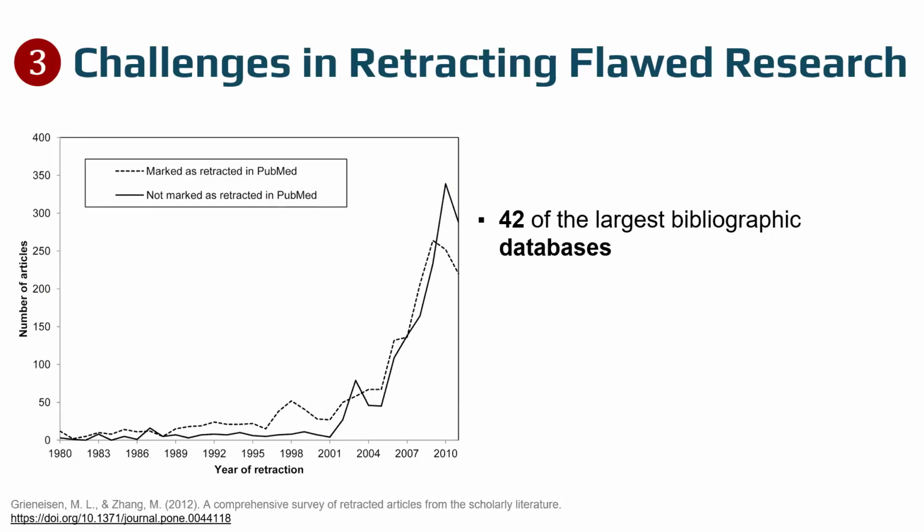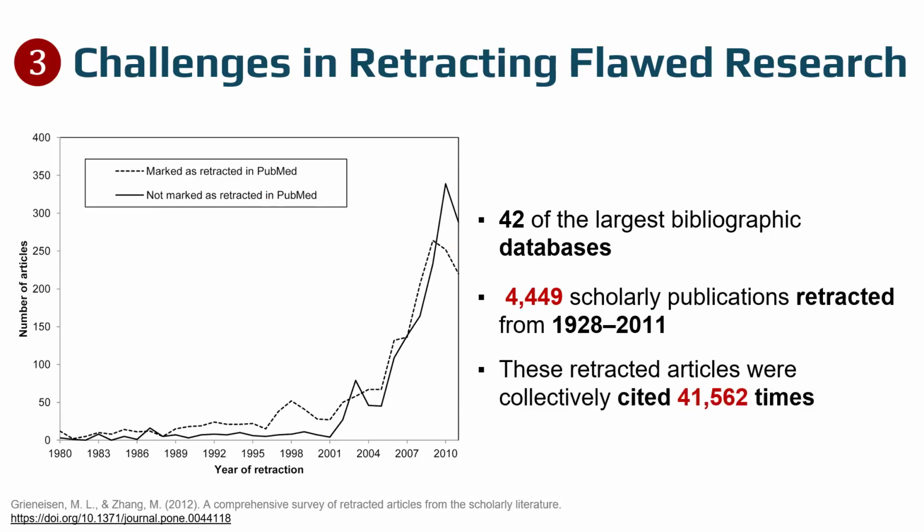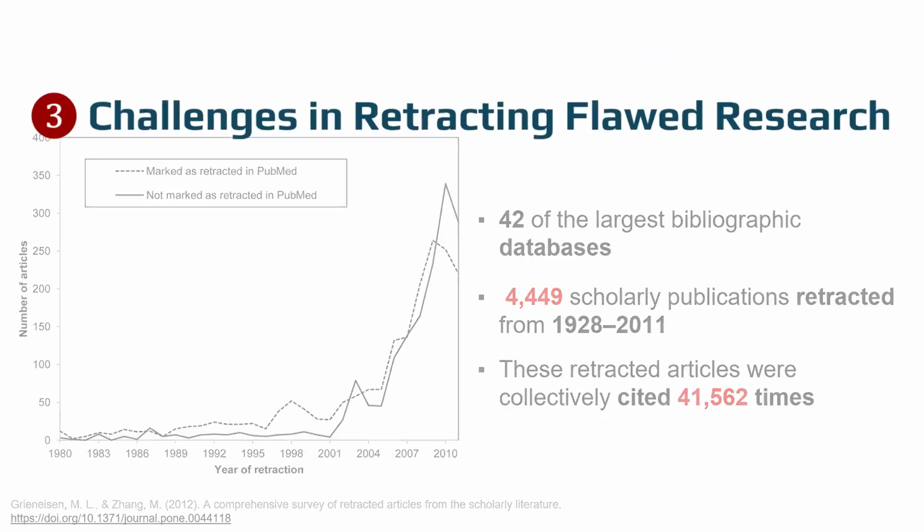Again, another study looked at 42 of the largest bibliographic databases. And what they found is that more than 4,000 publications were retracted between 1928 and 2011. And these retracted articles were collectively cited more than 41,000 times. So you can just imagine the amount of research that was built on these articles. And actually, this research is also going to be flawed because it was built on flawed articles that had issues. So this is also a big issue.